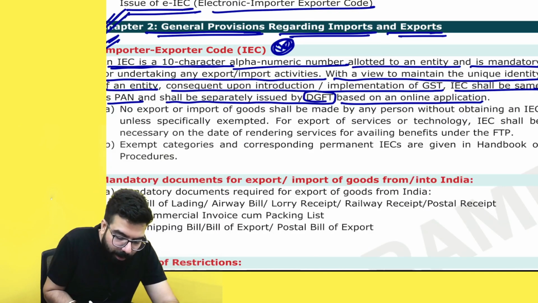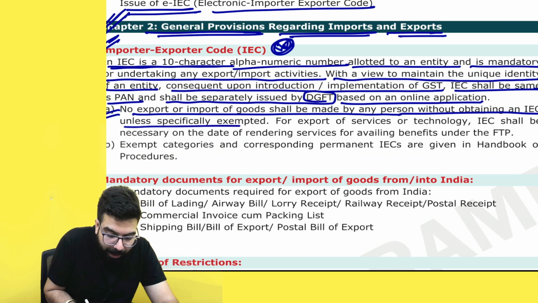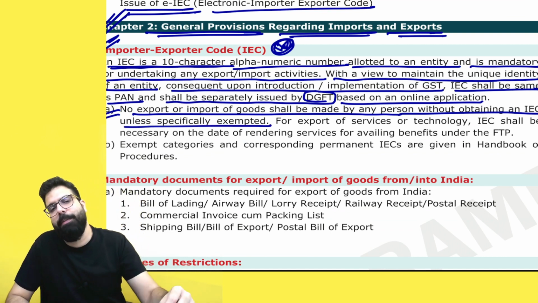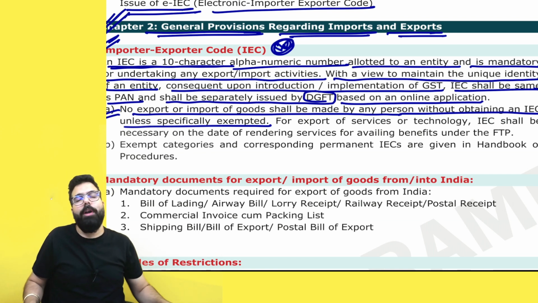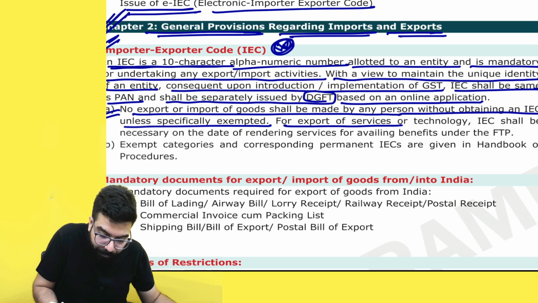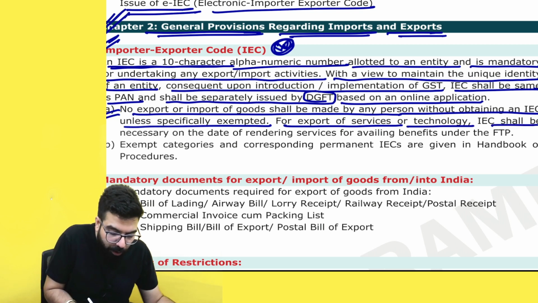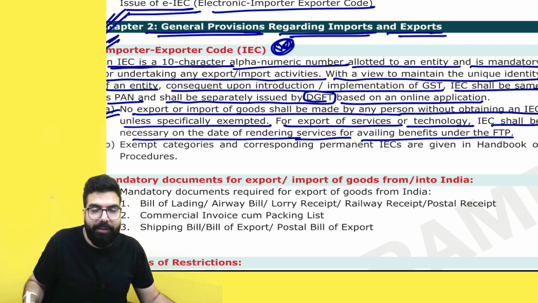Then they are telling that no export or import shall be made by a person without obtaining an Import Export Code unless specifically exempted. Unless there is a special exemption which has been given, you always need your import export code. For export of services or technology, the import export code shall be necessary on the date of rendering the service for availing all the benefits under the foreign trade policy.